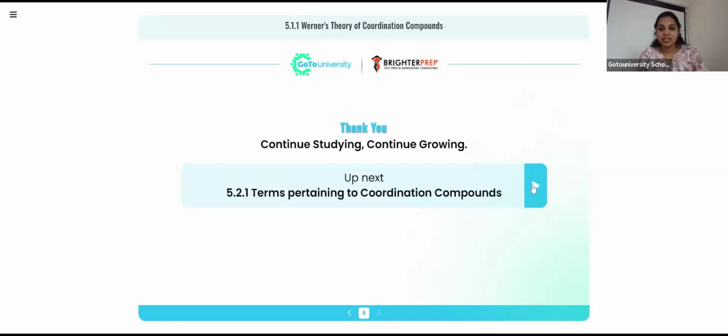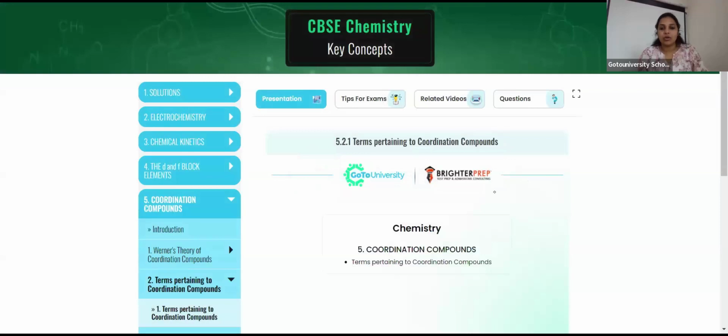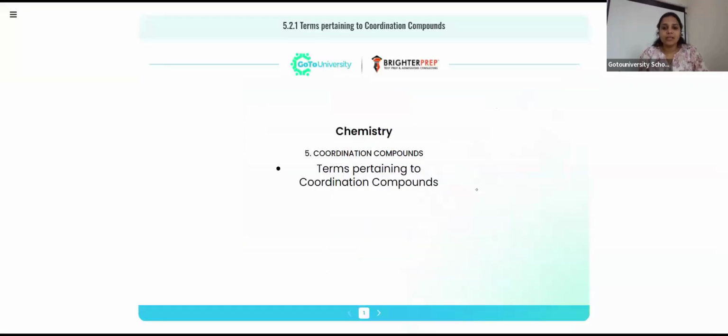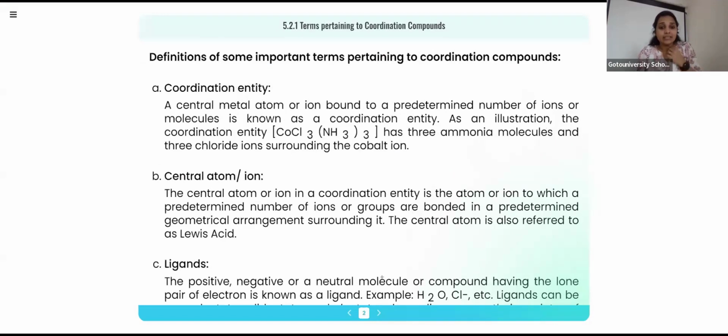Next one, the terms that we are using to explain the coordination complexes. In case of coordination complexes, we have different terms, like the ligands, what I said before. This is a term used in coordination compounds. So we have different terms.